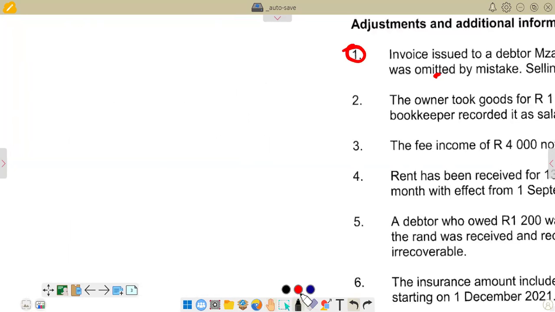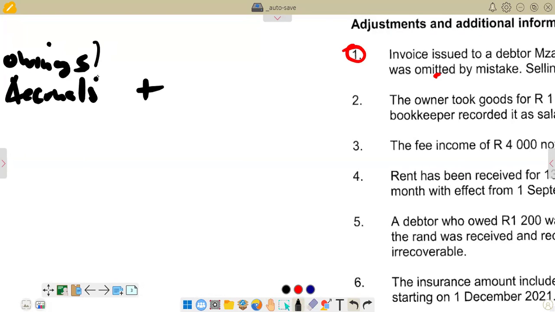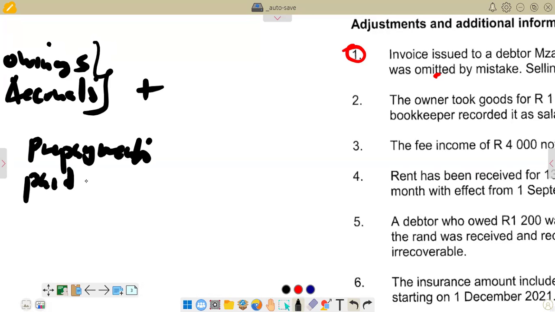we can just try to summarize here. If we have any accruals, both of income and expense, we are supposed to add them because they relate to this financial period that we are preparing for. Accrual, or we can call it owings, we mean the same thing. We are supposed to add them. Then if you have prepayments, anything that has been paid in advance, these ones we are supposed to subtract.